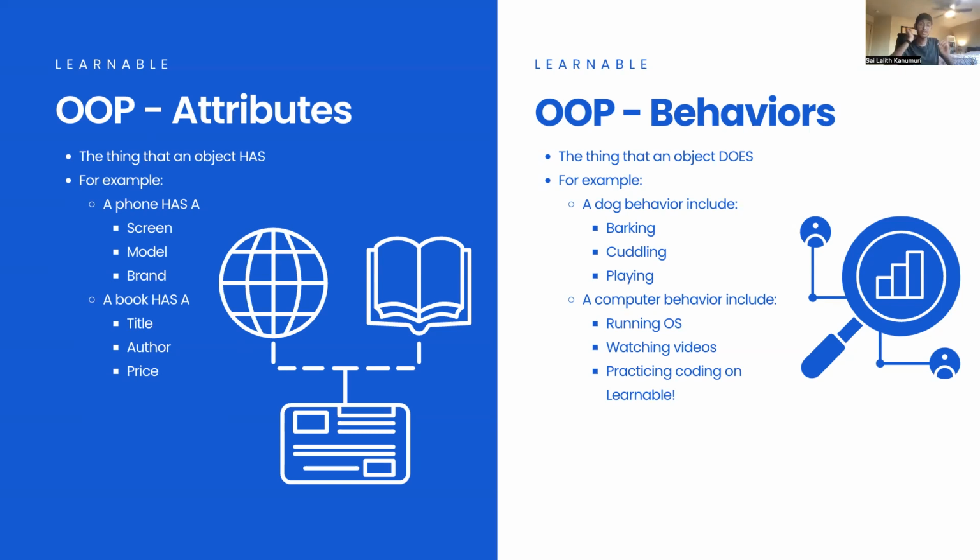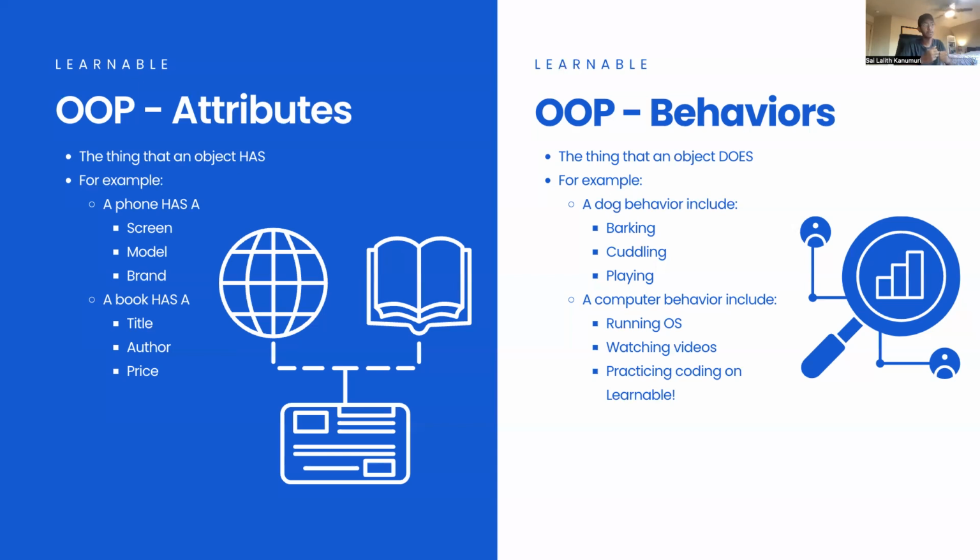So now we're going into OOP thinking, or object-oriented programming thinking. So there's two parts of object-oriented programming. One is attributes, the other is behaviors. Attributes are the thing that the object has, while the behaviors are the thing that the object does. So for example, attributes of a phone can be screen, model, brand, and the attributes of a book can be title, author, price, because it has them.